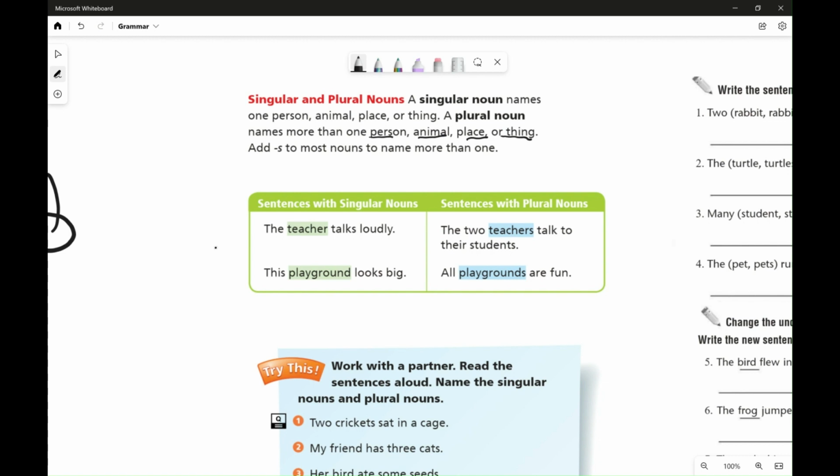A singular noun names only one person, one animal, one place, or one thing. A plural noun names more than one person, more than one animal, more than one place, or more than one thing. If you still didn't understand, that's alright, because we're taking more examples.